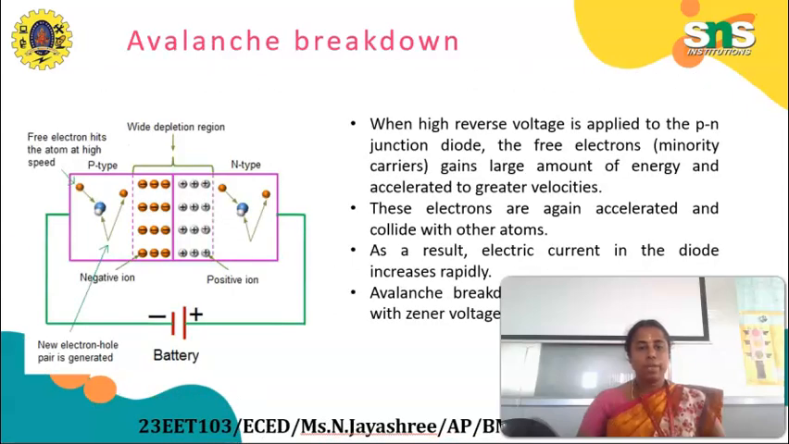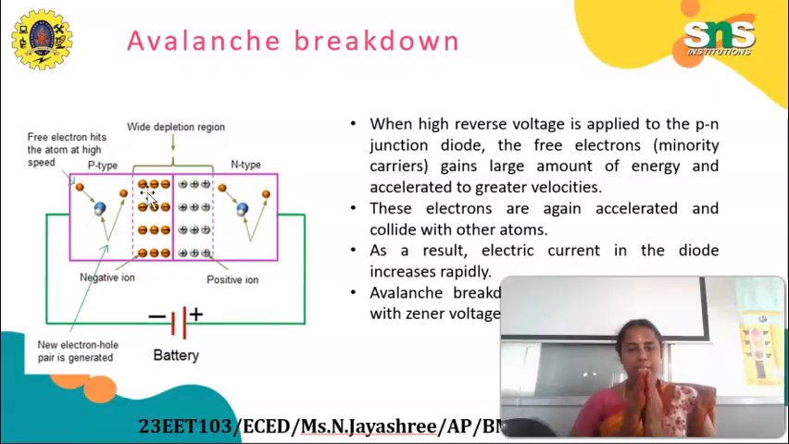So let us see what I mean by avalanche breakdown. The left end is connected to the P-type and the right end is connected to the N-type, and this forms a wide depletion region. Avalanche breakdown occurs when a large number of holes and electrons combine, forming many electron-hole pair creations.